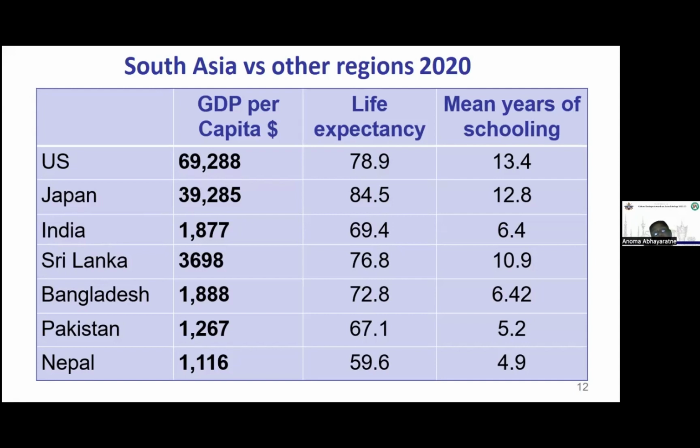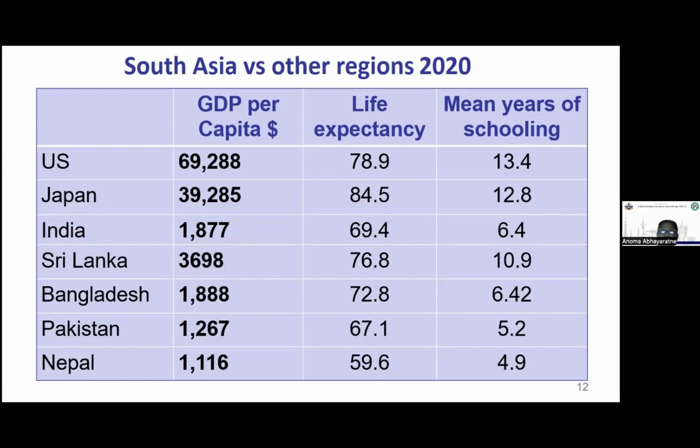But if you look at life expectancy, that is the average number of years that we expect to live when we are born, in a country like the US it is 78.9, and Japan has the highest, 84.5. You can see that among the South Asian countries, Sri Lanka has the highest life expectancy.